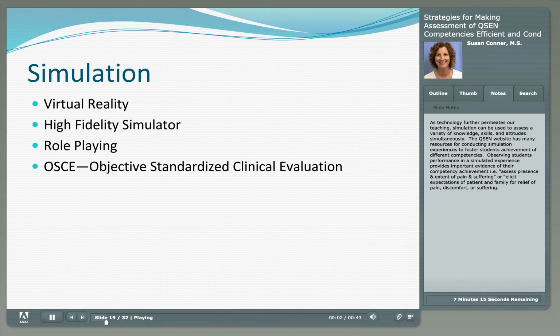As technology further permeates our teaching, simulation can be used to assess a variety of knowledge, skills, and attitudes simultaneously. The QSEN website has many resources for conducting simulation experiences to foster students' achievement of different competencies. Observing students' performance in a simulated experience provides important evidence of their competency achievement. This could include assessing the presence and extent of pain and suffering, or eliciting expectations of patient and family for relief of pain, discomfort, or suffering.